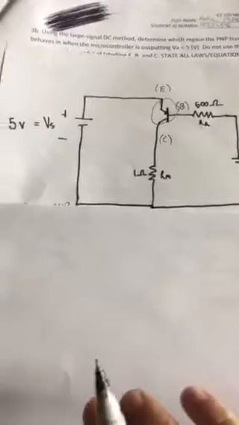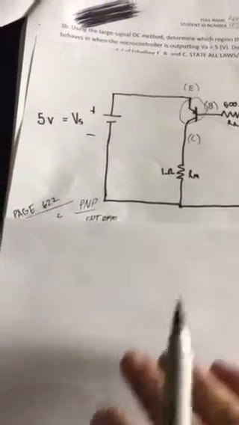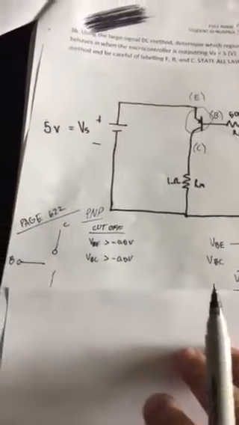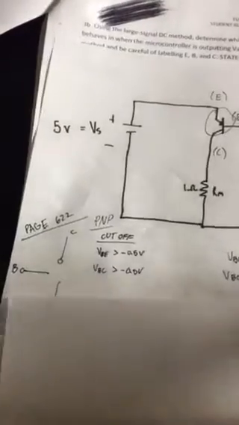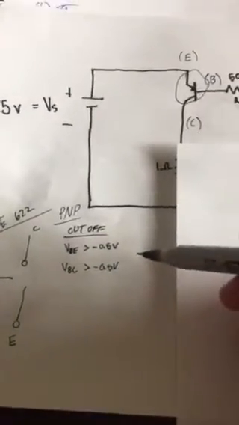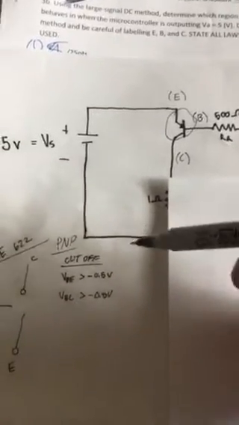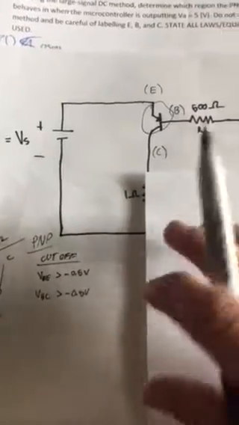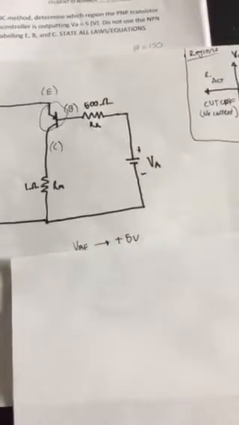I did some research in our Hambly book, and I found that on page 622, for a PNP to be in cutoff, it needs to meet two requirements: the voltage between our base and our emitter is greater than negative 0.5, and the voltage between the base and the collector is greater than negative 0.5. We're going to check those out right now.